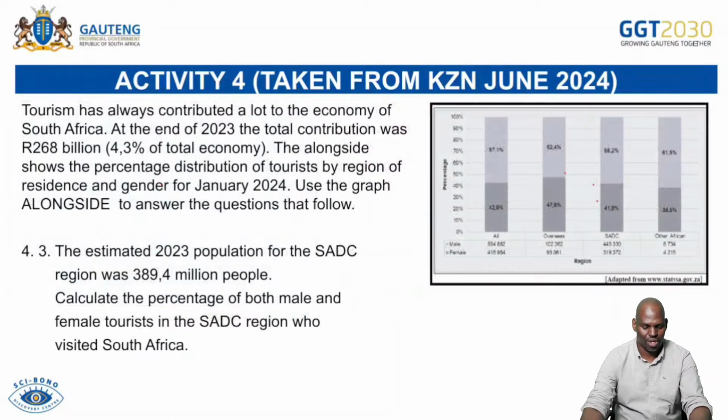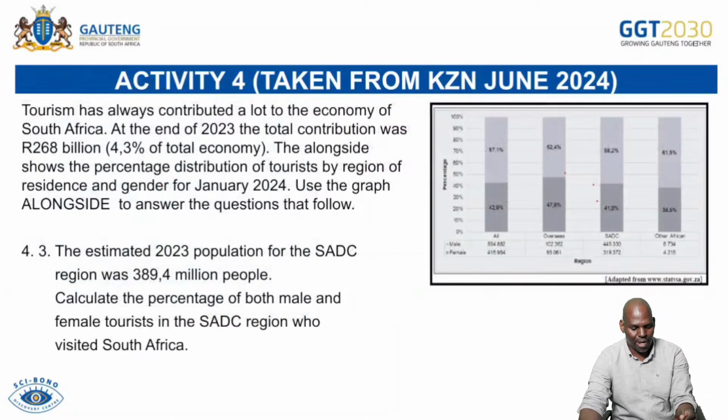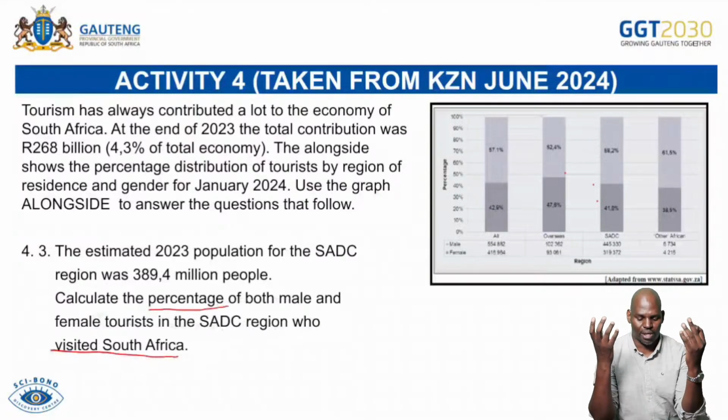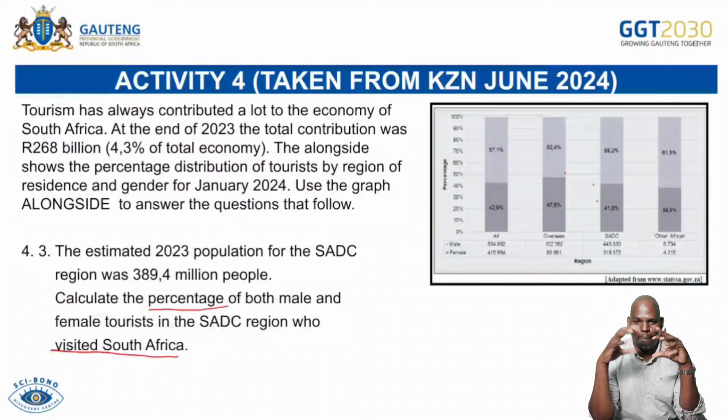Male tourist. Okay, and then still on the very same one, the estimated 2023 population for SADC region was 389.4 million people. Calculate the percentage of both male and female tourists in the SADC region who visited South Africa. Calculate the percentage. Okay, now obviously before you can calculate the percentage, you need to know the number of people.